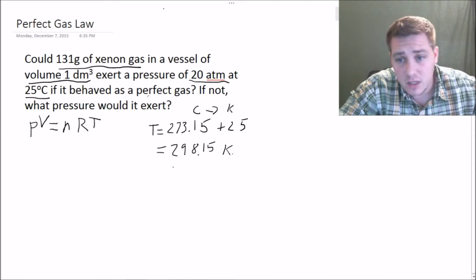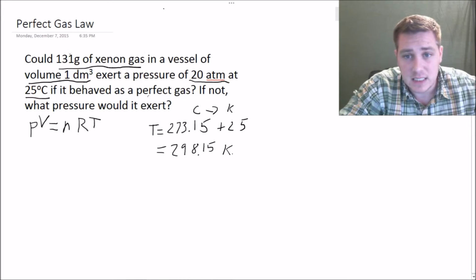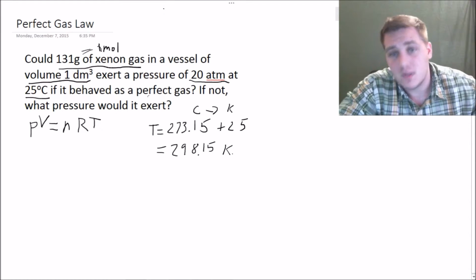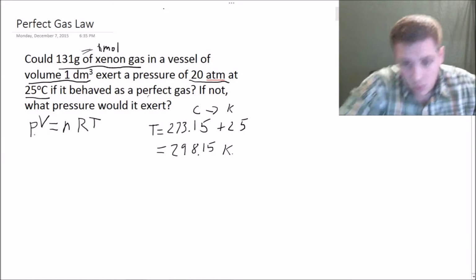The other thing we need to convert, but it's not really a conversion, because once you look it up you realize that the molar mass of xenon is 131 grams. That's its atomic mass. So this is just going to equal 1 mole. And that's going to be really nice because it's going to help us with our calculations. So we just need to note that's 1 mole.